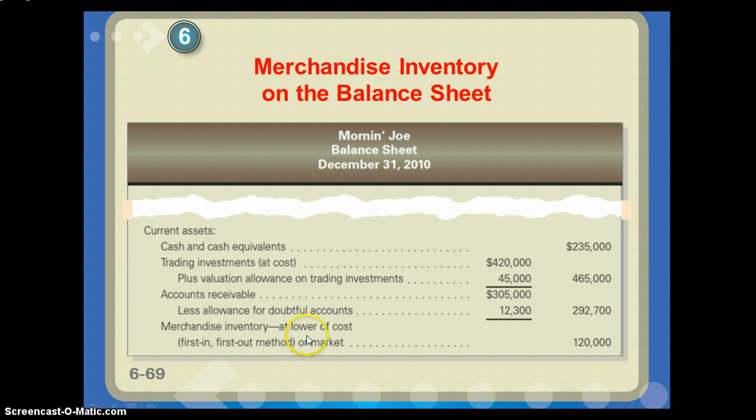And then we have merchandise inventory at lower of cost or market. So it shows that we value it at lower of cost or market. We don't just value it at cost or net realizable value. It's at lower of cost or market. And then it also shows that we do FIFO. So it's just a very small addition to this section of the balance sheet.